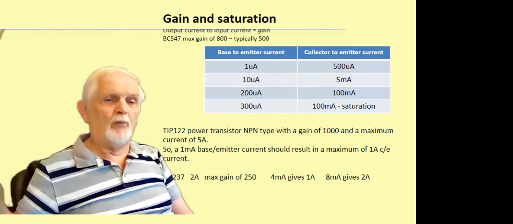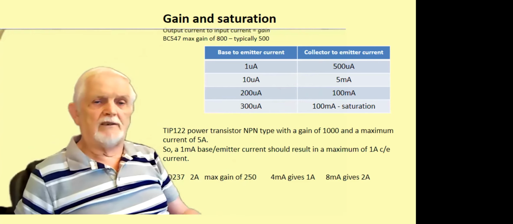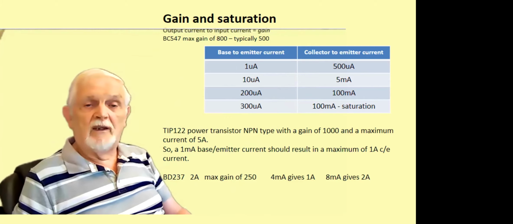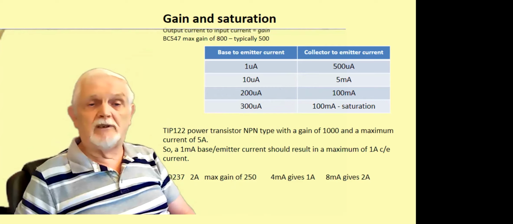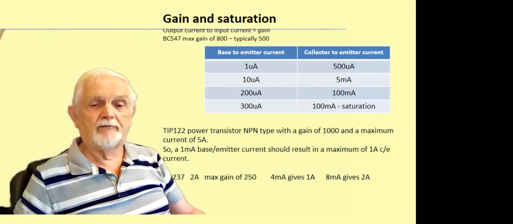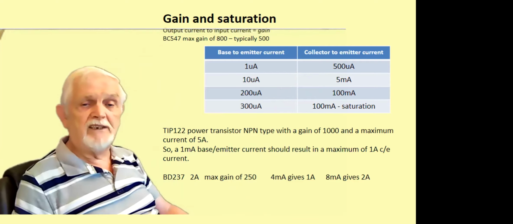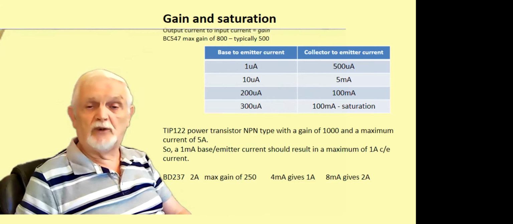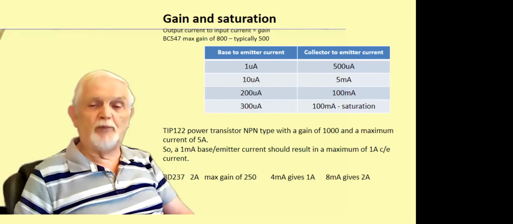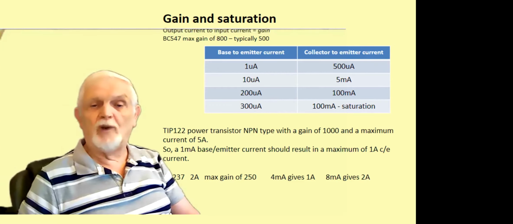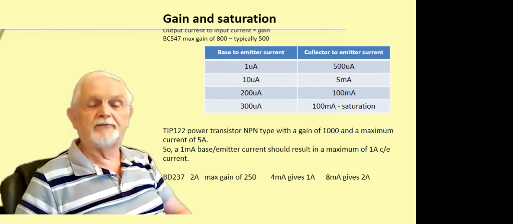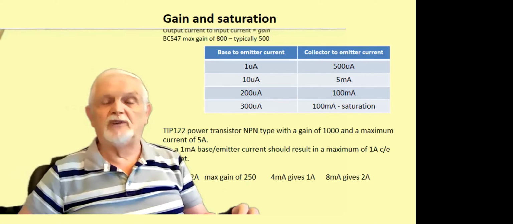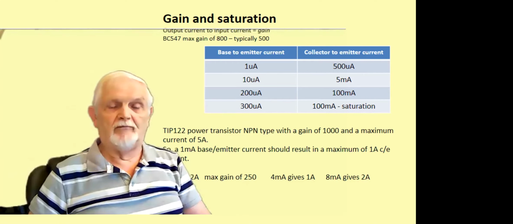I also showed you operating the brighter light, the TIP122, which is a power transistor. And they vary. That one can go up to 5 amps. The BD237, however, has a very low gain, 250. So if you want it to operate a solenoid at say 2 amps, you have to put 8 milliamps between the base and emitter. Having said that, we're getting a very small input allowing a very large output to happen.